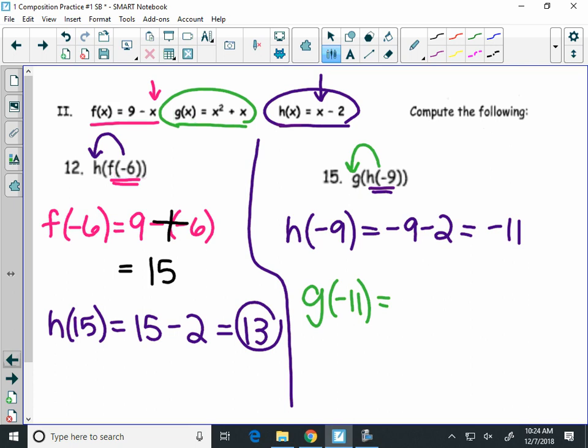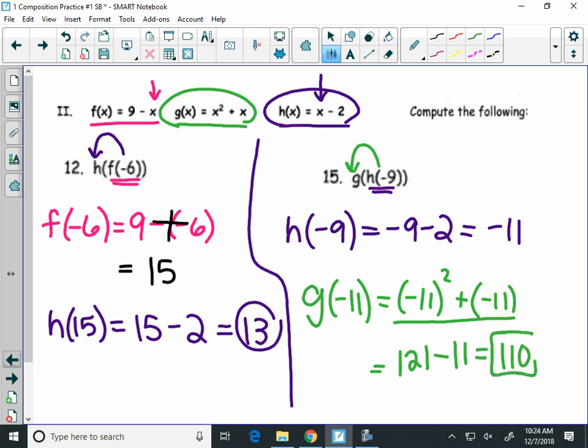Now when I look at that function, there are 2 x's. So that means I have to put negative 11 in for x when I square it, plus, put parentheses again, negative 11. I'm going to do that twice. Now I want you to be really careful when you type this into your calculator. I want you to type exactly what I have written down here: in parentheses negative 11 squared plus parentheses negative 11. That'll give you 121 minus 11, which is 110.